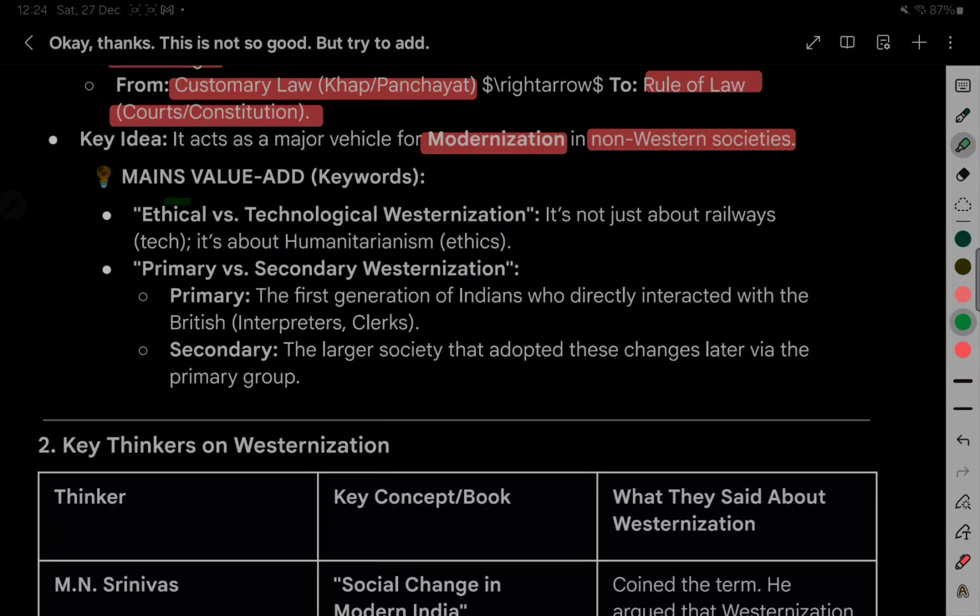Mains value add, keywords: ethical versus technological Westernization. It's not just about railways and tech, it's about humanitarianism and ethics. Primary versus secondary Westernization. Primary: the first generation of Indians who directly interacted with the British, interpreters, clerks. Secondary: the larger society that adopted these changes later via the primary group.